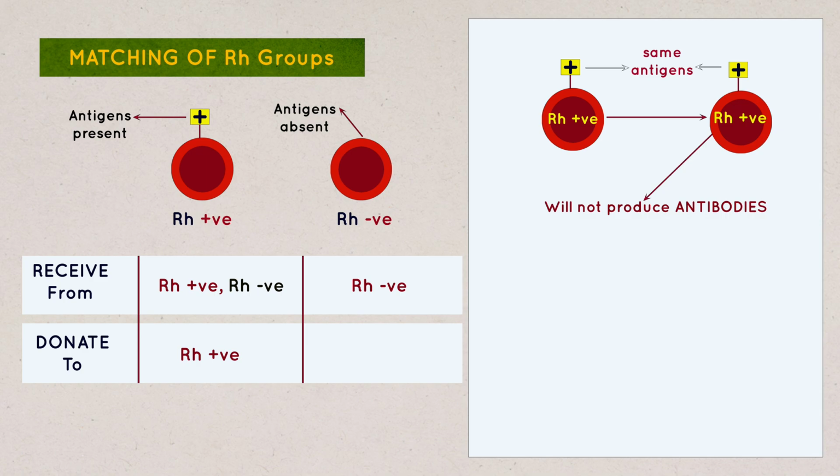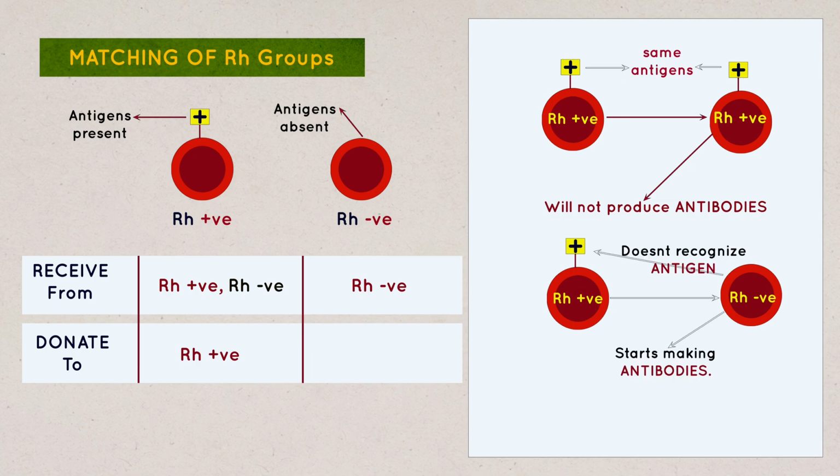Rh positive blood cannot be donated to Rh negative because Rh positive have antigens on them, which will trigger Rh negative to produce antibodies. This happens because the Rh negative doesn't recognize the antigens of Rh positive. That is why Rh positive can donate to Rh positive only.